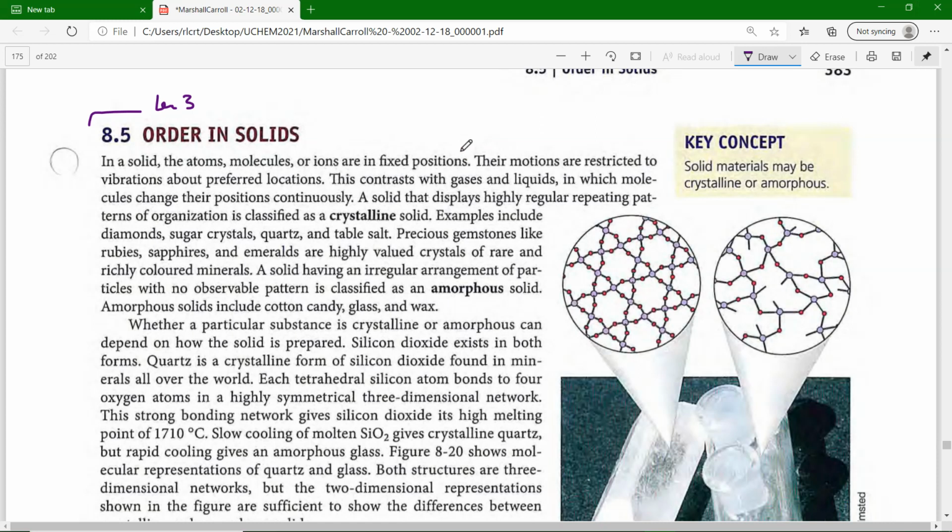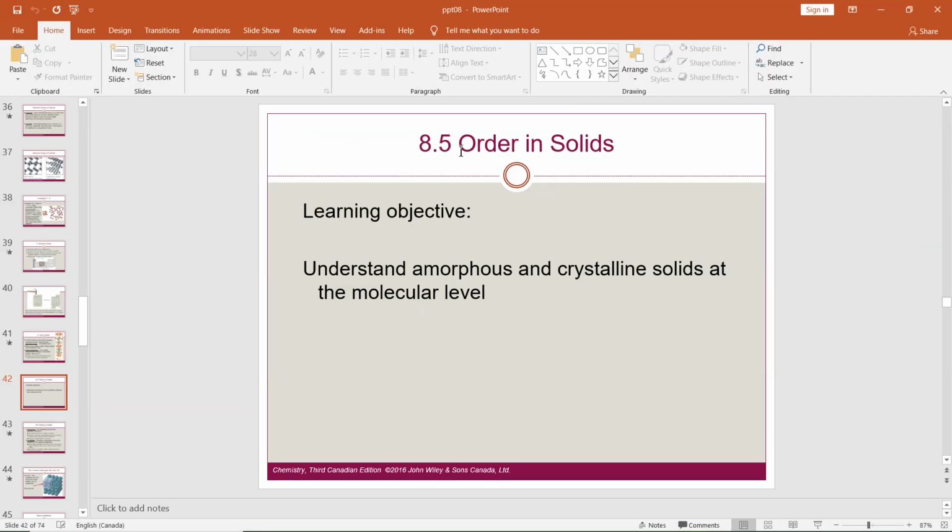Dr. Carroll here. This is lecture 3 in Unit 8, and today's lecture is all going to be about solids. In our textbook, that is beginning on page 383. Let me just go to the slides here to get sort of an idea.